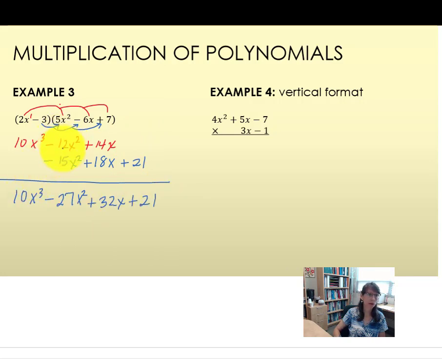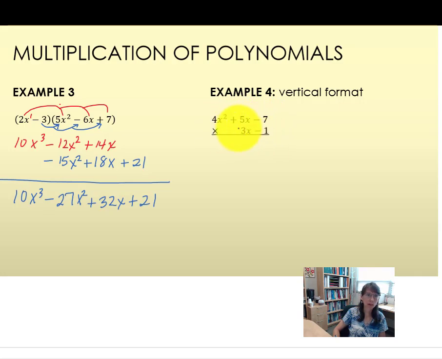And what's nice about lining up these terms with their like terms right away is it saves you a little bit of effort when you have to combine them. Now the last example here already is in the vertical format. So we have 4x squared plus 5x minus 7 multiplied by 3x minus 1.